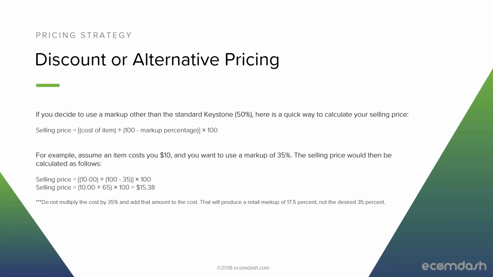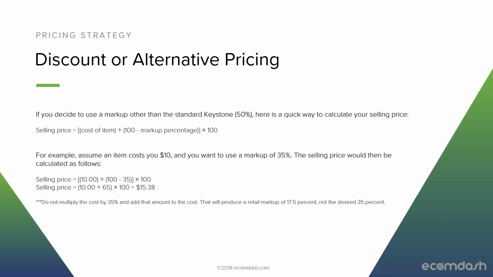And that would come up with your actual selling price. So if you assume an item costs you $10 and you want to use a markup of 35%, selling price would be calculated by just plugging those numbers into the equation we have above. So selling price in this case would equal $10, the cost of the item, divided by 100 minus 35, and then you multiply that by 100.